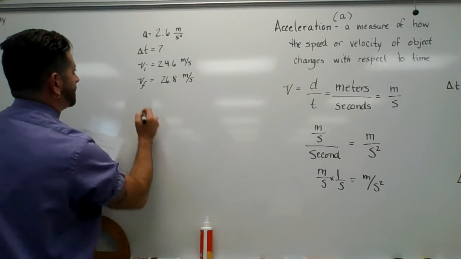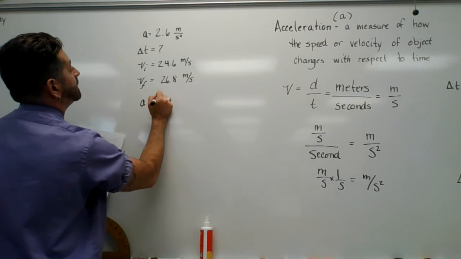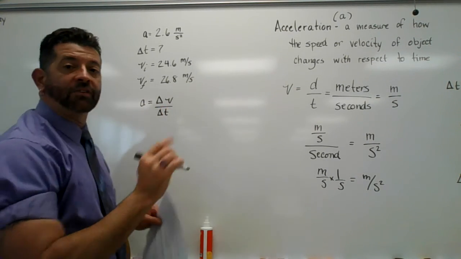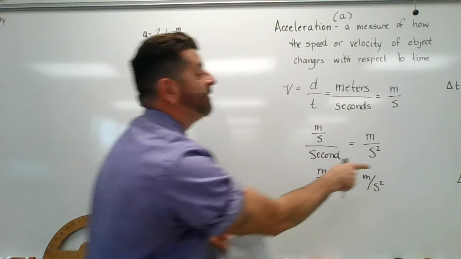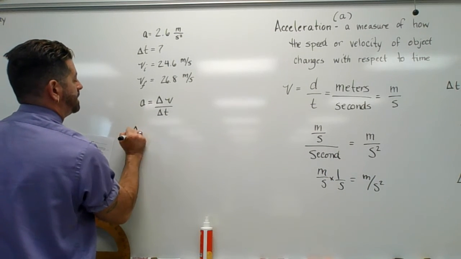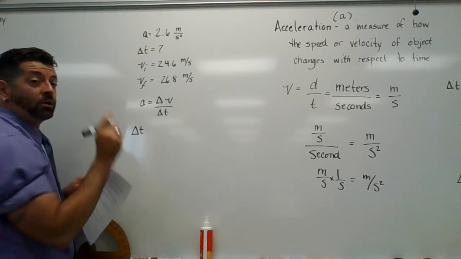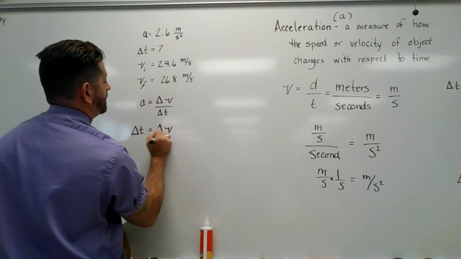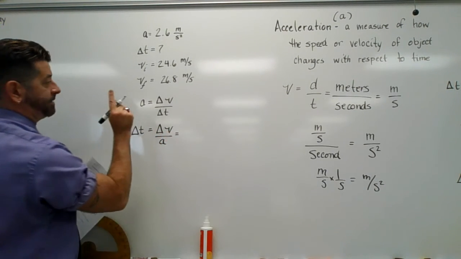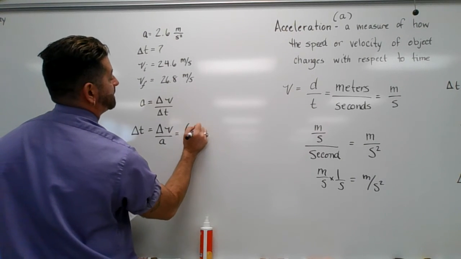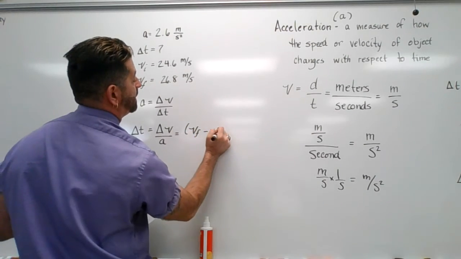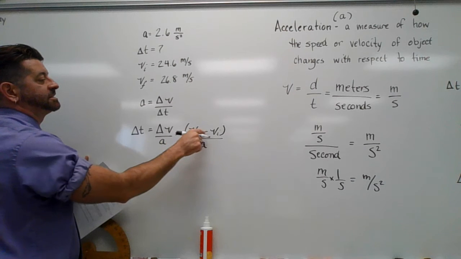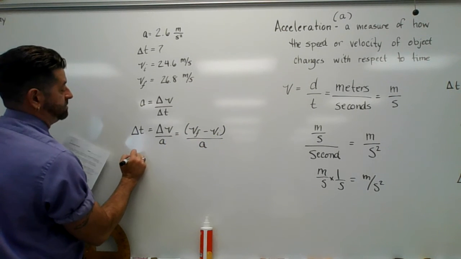A equals delta V over delta T. We've already solved for that over here, right? And we found that delta T, or the change in time, and that's what we want, is equal to delta V over A. Or in this case, now we can replace it. Remember? And say VF minus VI over A. It's the same thing. This just says the change, and this is what the change is. Now we just plug and chug.